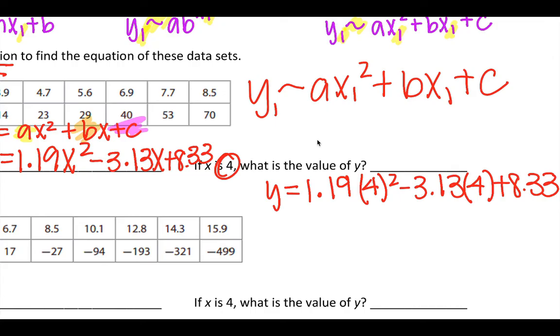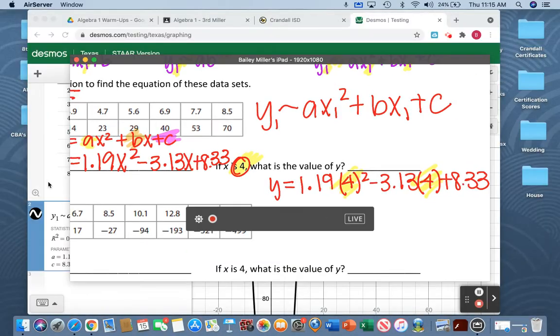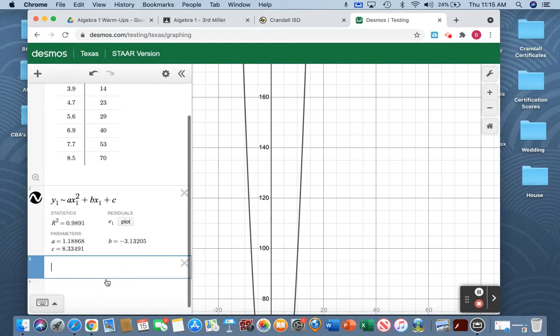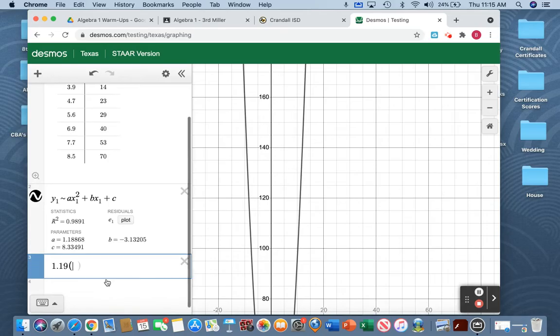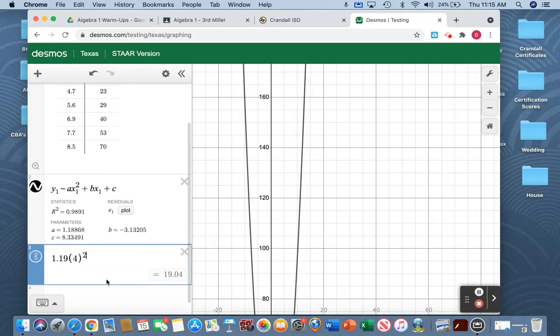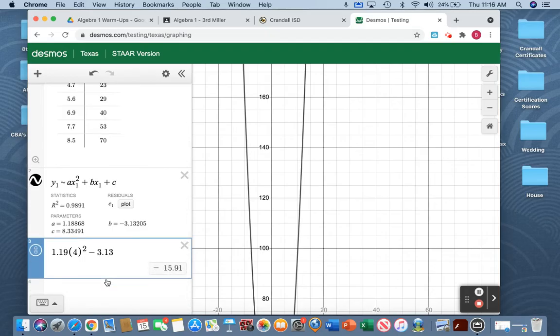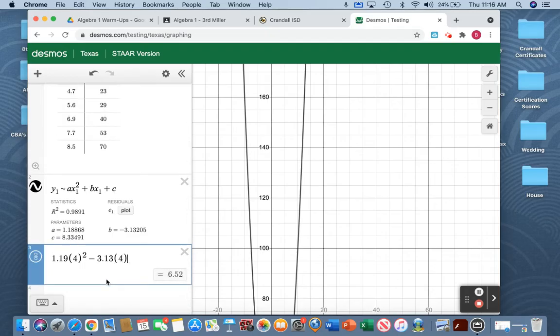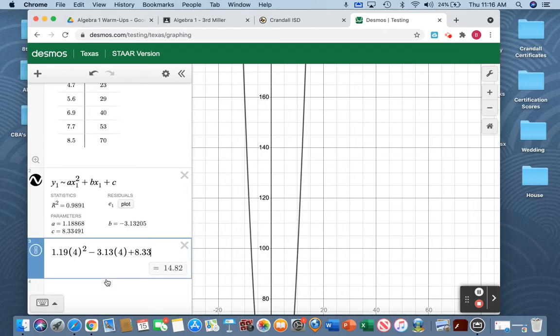So again, everywhere I saw an x, I put in 4. And I'm just going to plug that into Desmos. So 1.19 times 4 squared minus 3.13 times 4 plus 8.33. And I get 14.85.